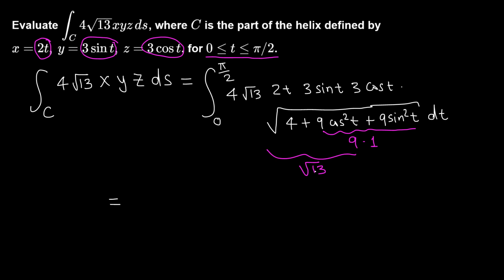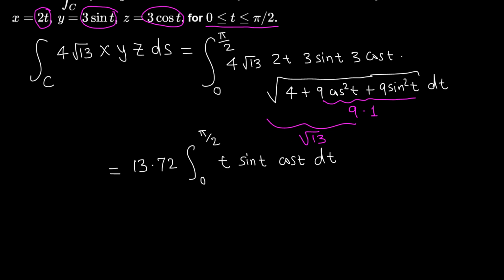Next, this root 13 times root 13 is just 13, we can pull outside. Then 4 times 2 times 3 times 3, okay, we can multiply 3 times 3, 9, times 2 is 18, times 4 is 72. So the integral from 0 to pi over 2 of t sine t cosine t dt. Now we need to integrate this product.